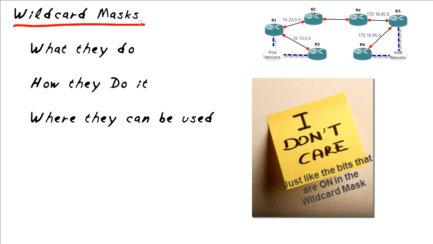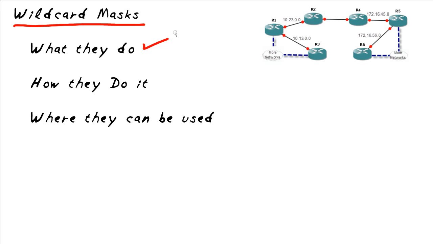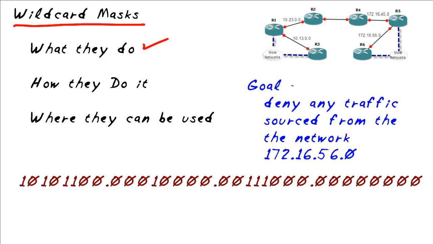A wildcard mask's responsibility is to identify some component, some portion of an IP address that we just don't care about. So that first bullet of what they do has already been identified. In this MicroNugget, we're going to take a look more specifically at how they do their magic and then where they can be used as well. One really great way to understand how a technology works is to see a practical application of it.